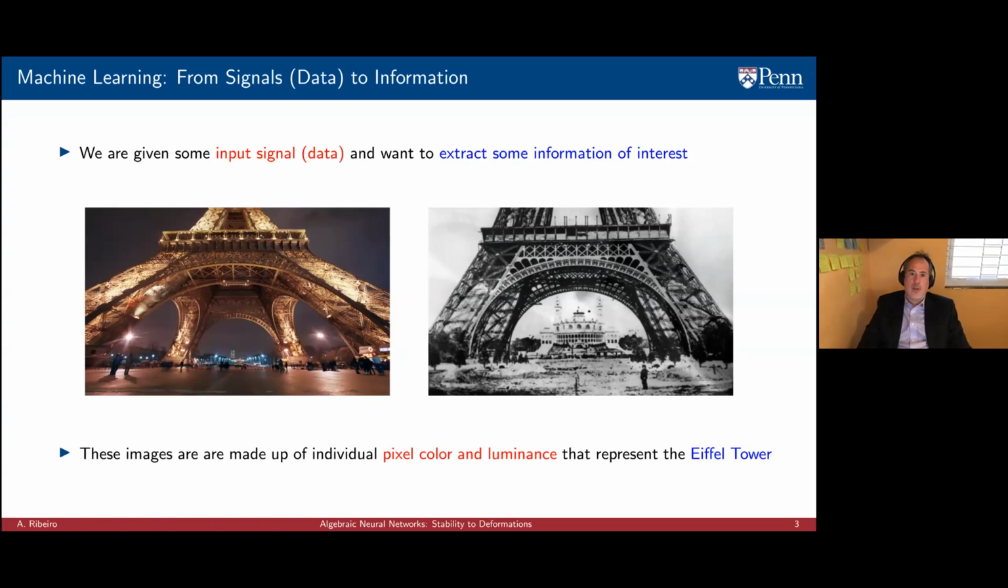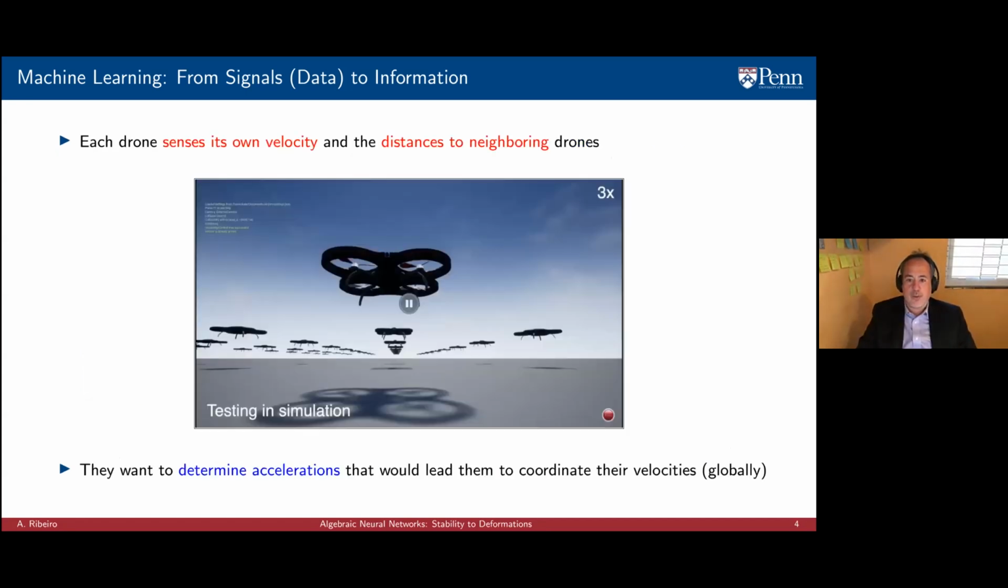Let me begin with an introduction at what is perhaps an excessively basic level, just so we are all on the same page. The idea of machine learning, I think, is pretty simple. We can all agree that the idea is to move from signals or data to information. So we're given some input data and we want to extract some information of interest. These images are made up of individual pixels, colors, and luminance. That's our input. And we know that this represents the Eiffel Tower. That's our information of interest.